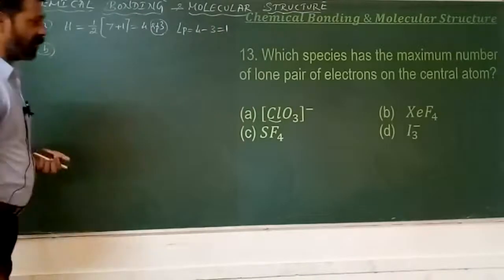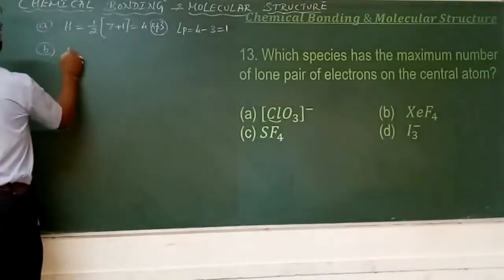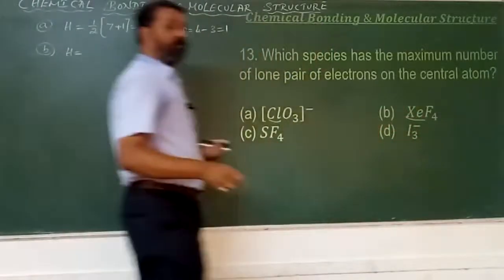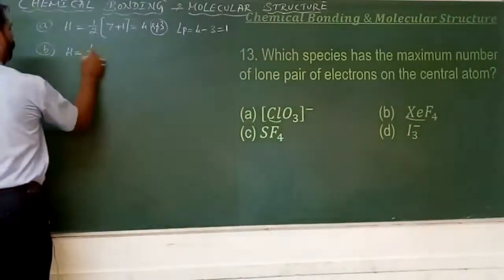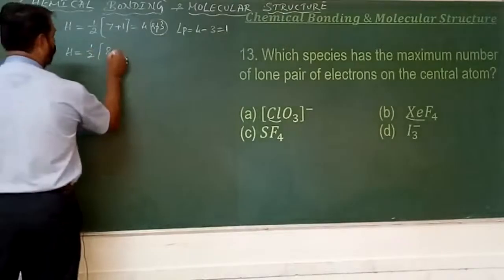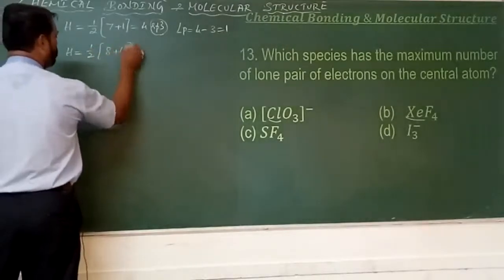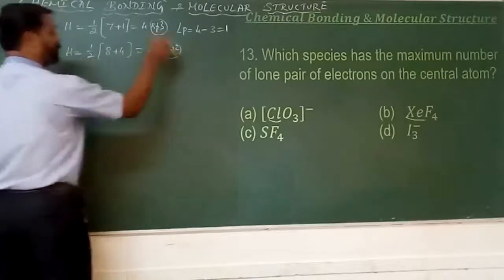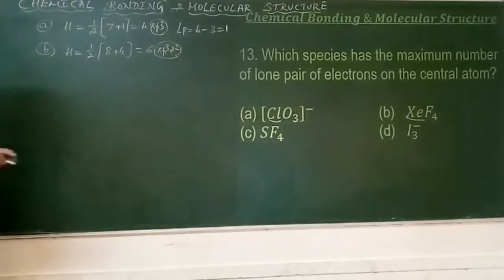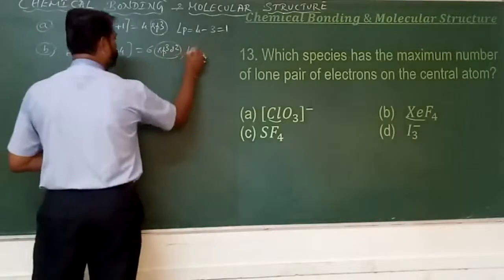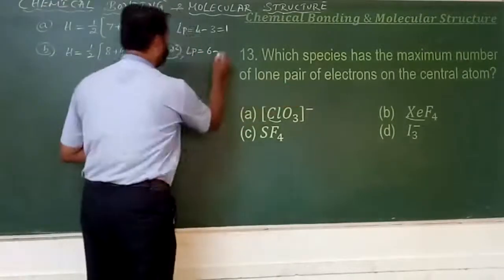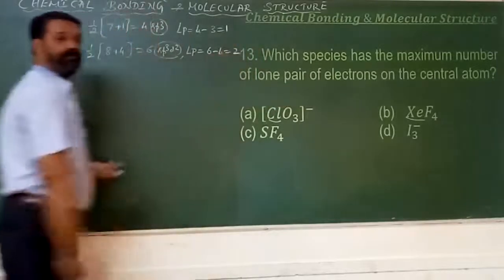Let's have B, XeF4. Xe means a noble gas. Noble gas refers to 8 valence electrons. Half of 8, and how many monovalent fluorine atoms are there? 4. So the total is equal to 6. 6 refers to sp3d2, which means it is taken as octet itself. LP is equal to 6 minus, how many bond pairs are there? 4 fluorine, so it is equal to 2.